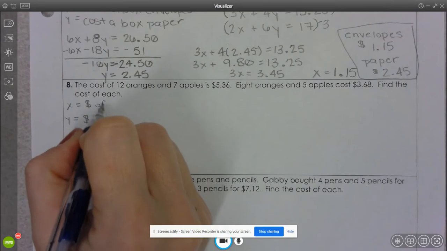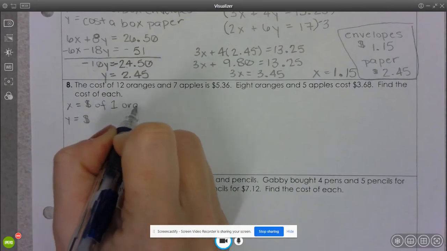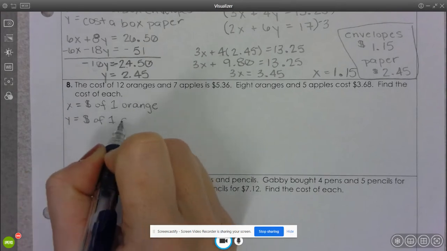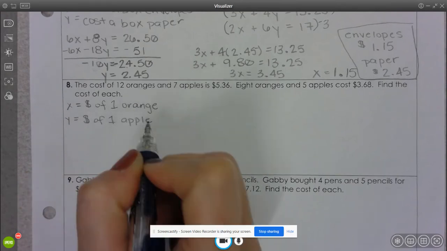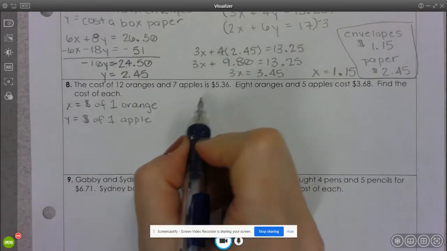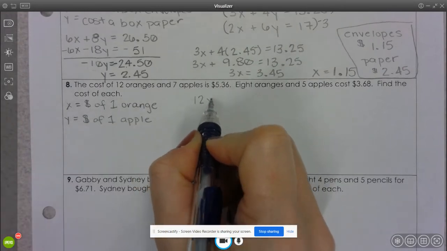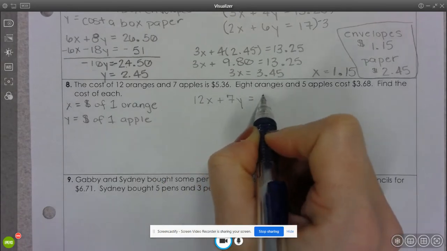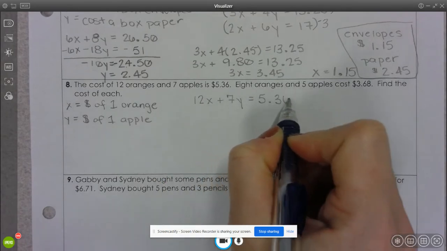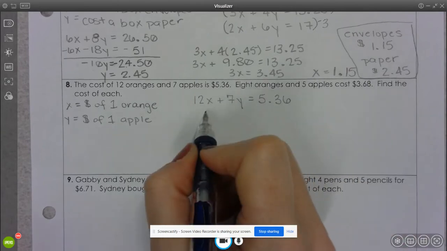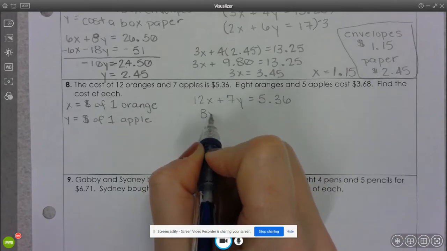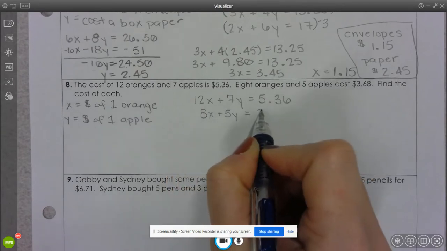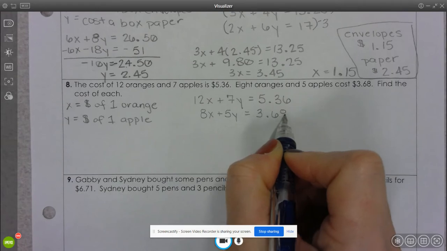So I know when I define X and Y, it's going to be a price. So I'm just going to go with 1 orange for X and 1 apple for Y. So I know that 12 oranges plus 7 apples is $5.36. And I know that 8 oranges and 5 apples is $3.68.